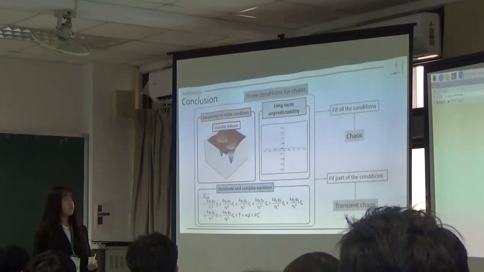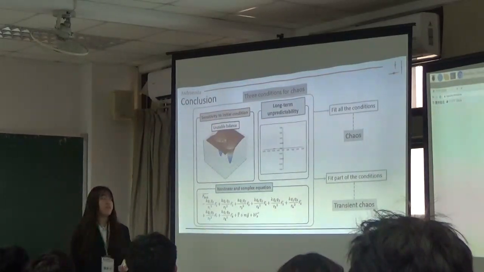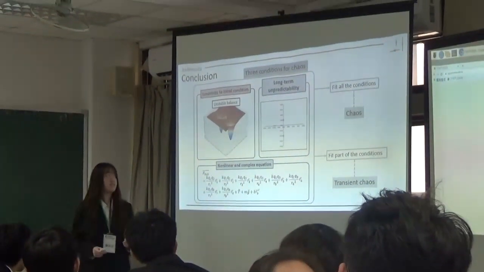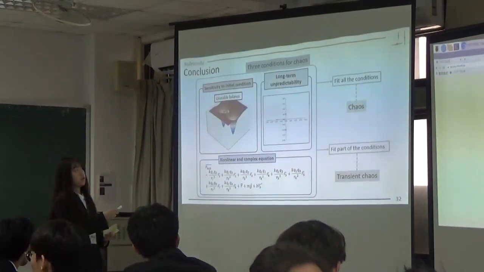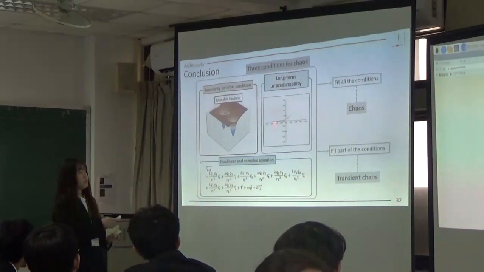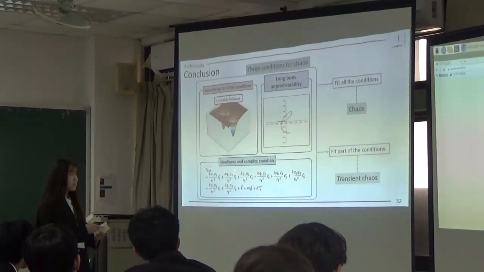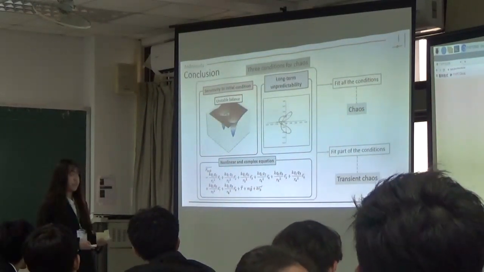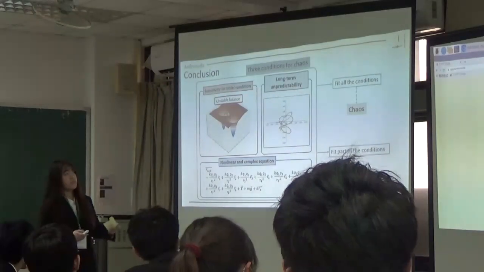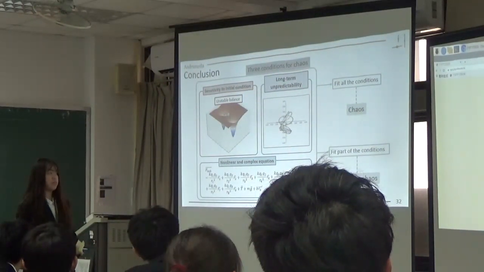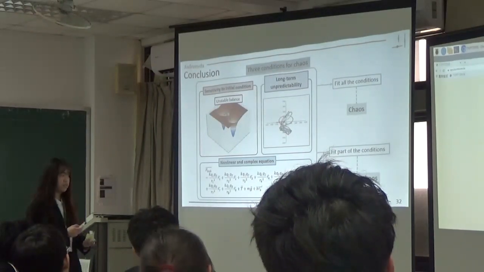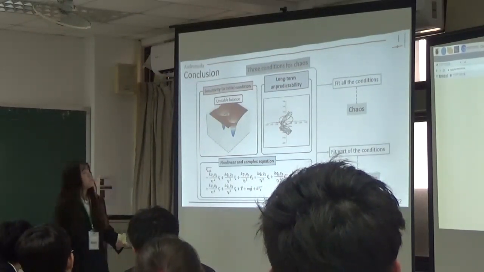And then it is the conclusion. In my experiments, we can know that there are 3 conditions that fit chaos. First one is sensitivity to initial conditions, second one is long-term unpredictability, and the third one is nonlinear and complex equation. So if it fits all the conditions, then it's chaos. But if it fits part of the conditions, it's transient chaos.